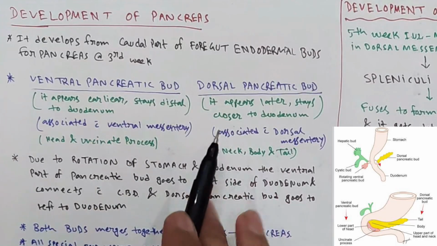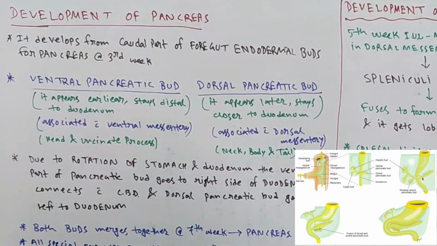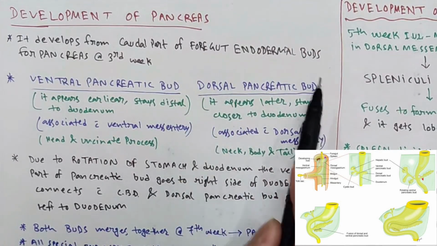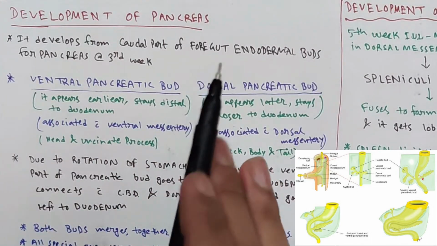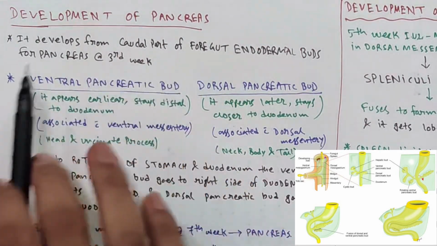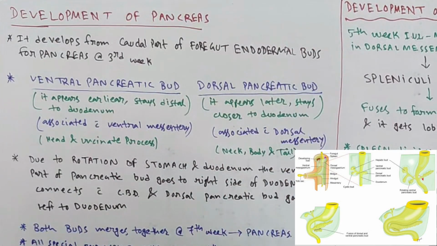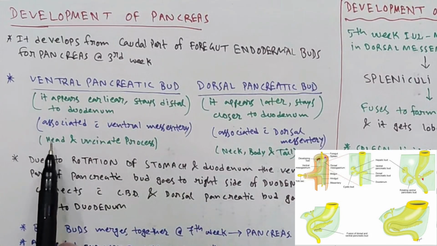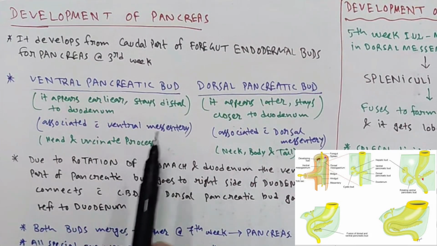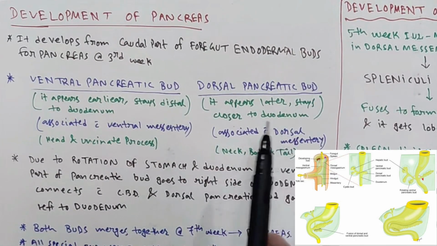Simultaneously, this ventral pancreatic bud stays distal to the duodenum, and the dorsal pancreatic bud stays closer to the duodenum. By the name you can already understand, the ventral pancreatic bud is associated with the ventral mesentery and the dorsal one with the dorsal mesentery. Common sense. From the ventral pancreatic bud we get the head and uncinate process of the pancreas, and from the dorsal pancreatic bud we get the neck, body and tail of the pancreas.